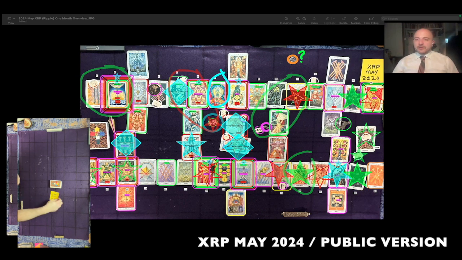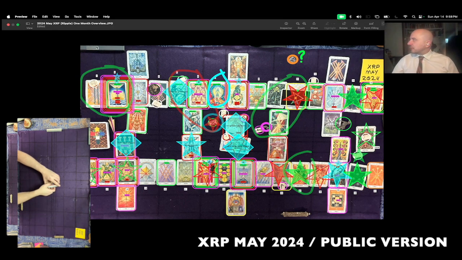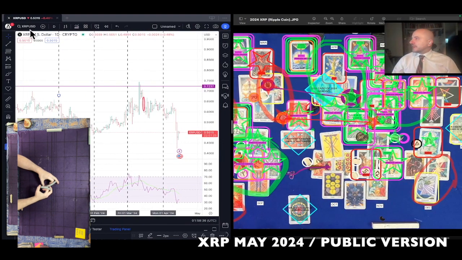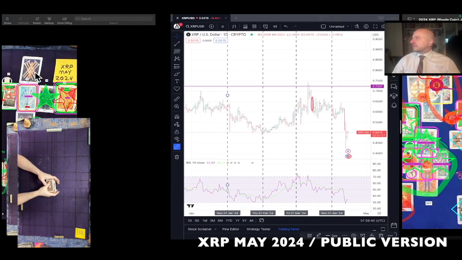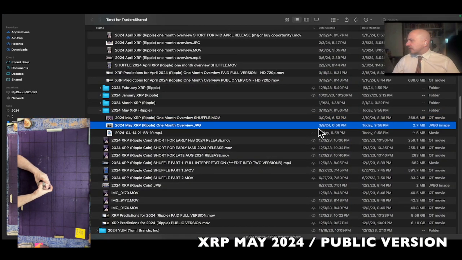This is the XRP 1 month overview reading for the month of May 2024. It's currently April 14, 2024, 9:58 p.m. Eastern Time. XRP at the time of this reading is currently 0.5015, or just over 50 cents USD. The shuffle video for the May XRP reading was created on March 9th, 2024 at 6:58 p.m. Eastern Time. That's the video playing in the lower left corner.